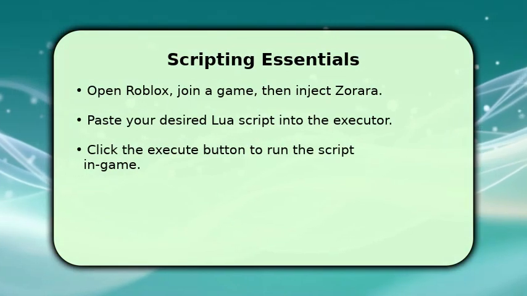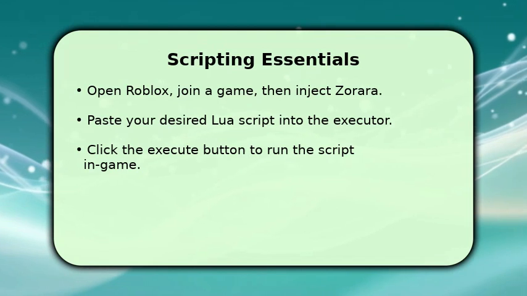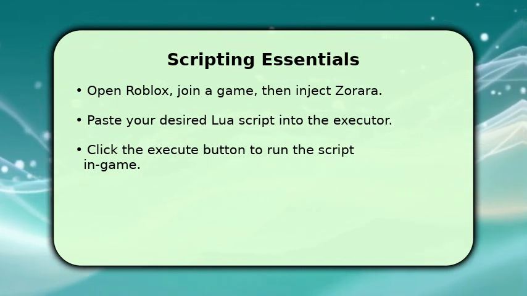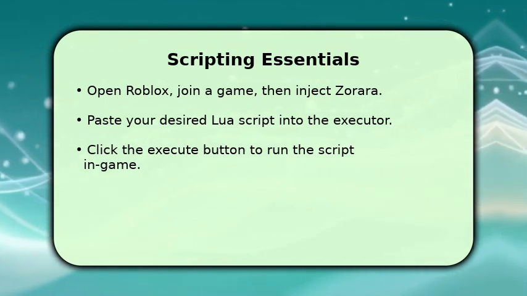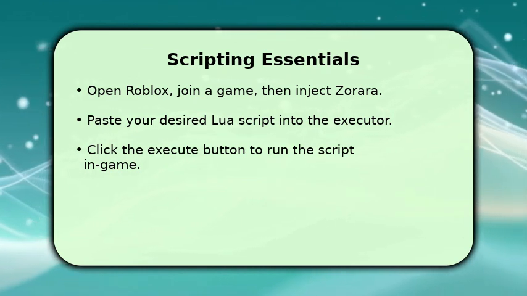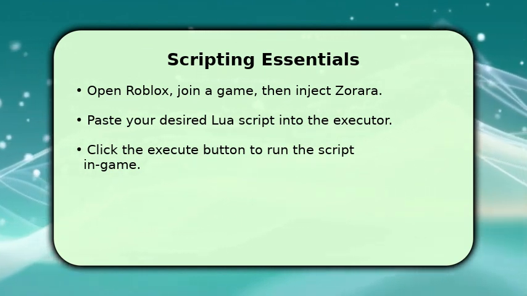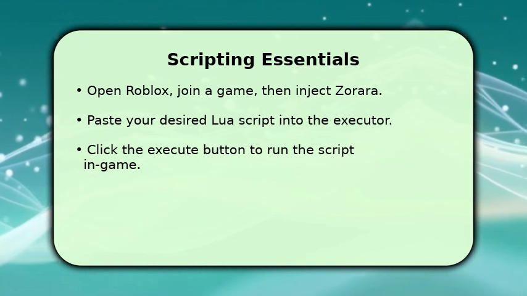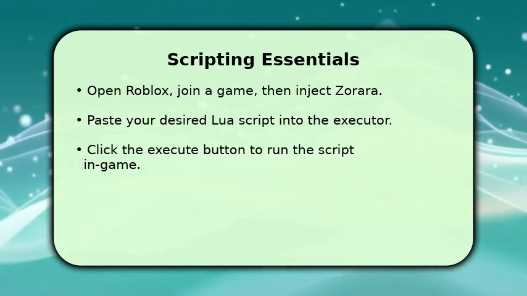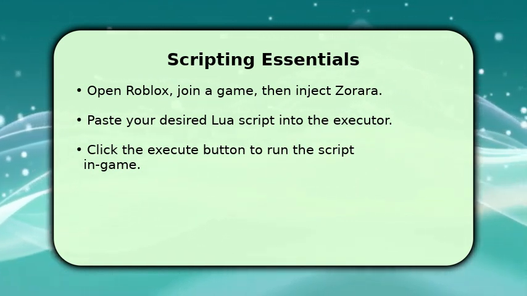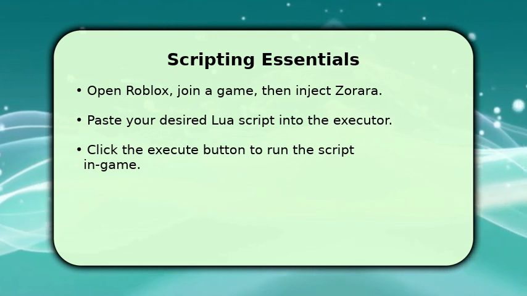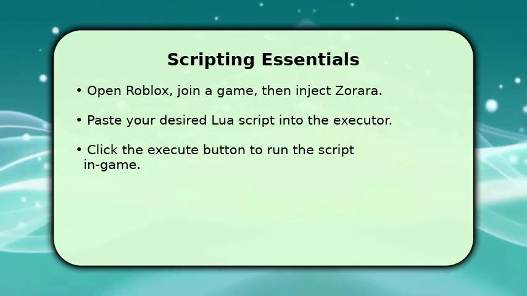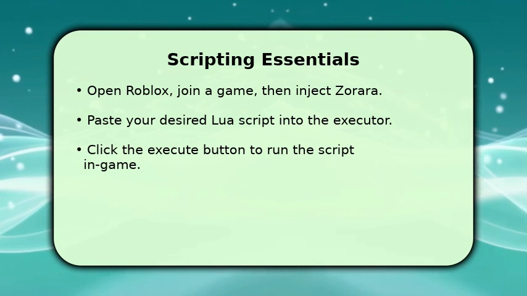To begin scripting, first open Roblox and join any game you wish to play. Then, bring the Zorara Executor to the front and click the Inject button to connect it to the Roblox game process. Once injected, simply paste your chosen Lua script into the Executor's designated area. Finally, click the Execute button, and your script will run seamlessly within the game, modifying your experience.